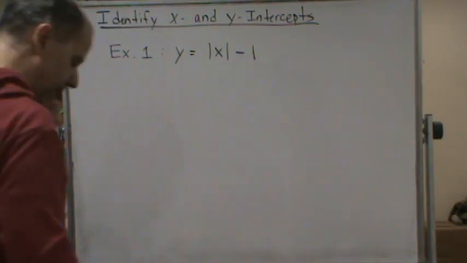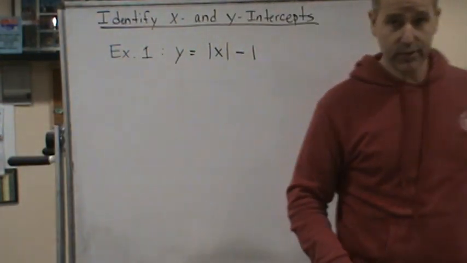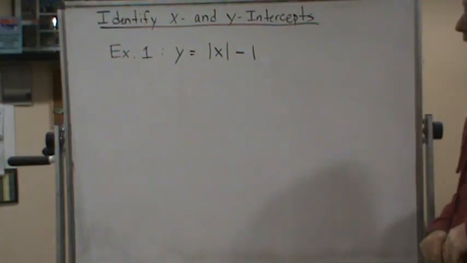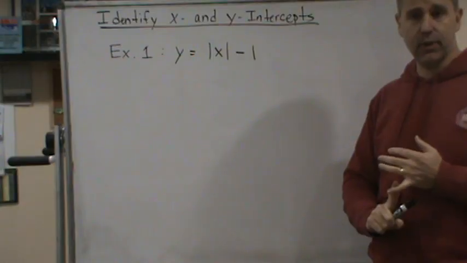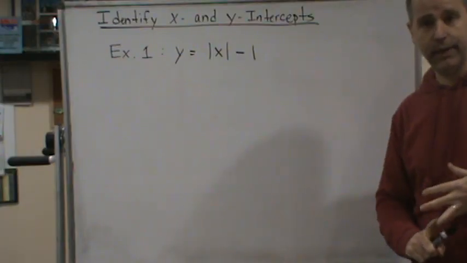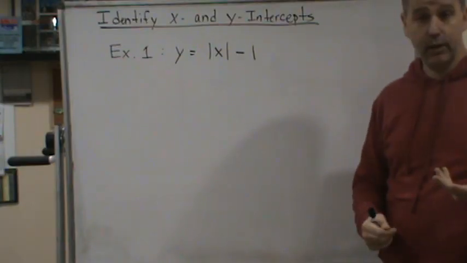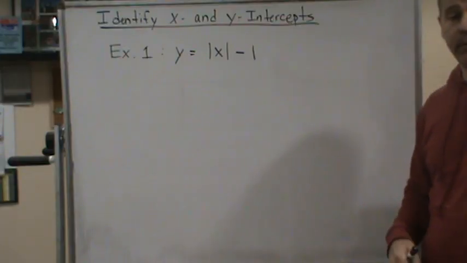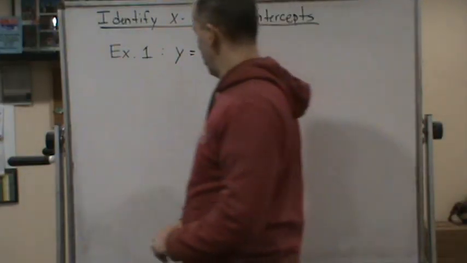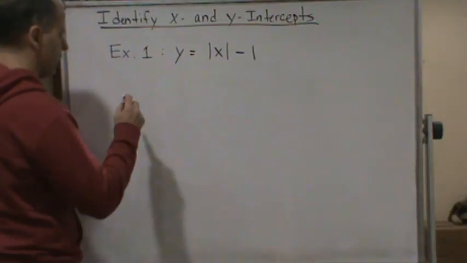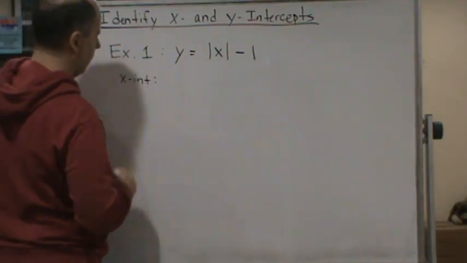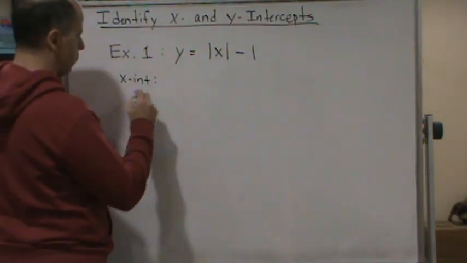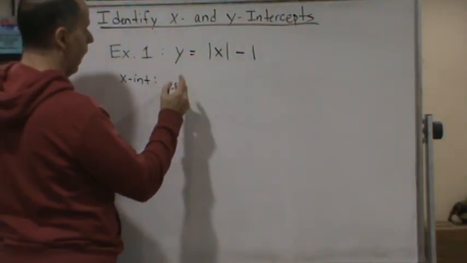All right, welcome back. Now what we're going to do is use this example here and solve to see what the x-intercepts are and what the y-intercepts are. Now there may be one, there may be more than one, there may be none. Okay, so let's do the x-intercept. So for the x-intercept, we're going to set what? y equal to 0.